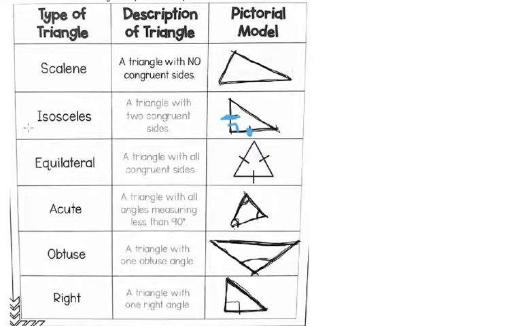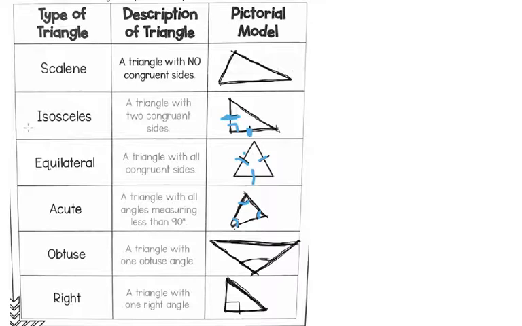Equilateral triangle, that is a triangle that has all congruent sides. All the sides are the same length. That's why we have our three little congruent lines. And so that's a very nicely proportioned triangle. Then you have the acute triangle. All the angles within that triangle are measuring less than 90 degrees. So we mark those there, showing that each of those angles is acute, meaning less than 90 degrees.